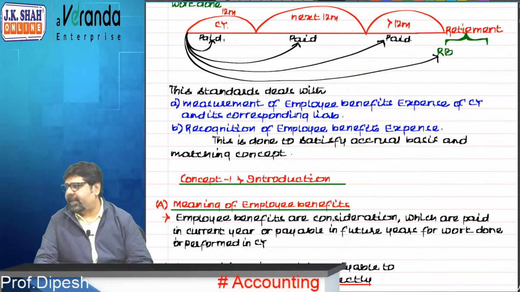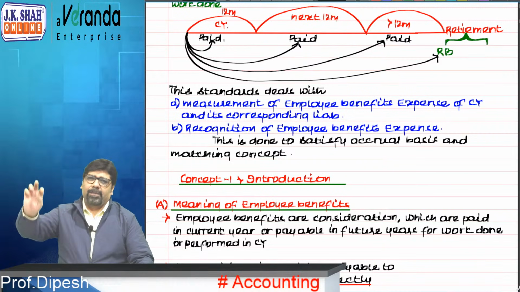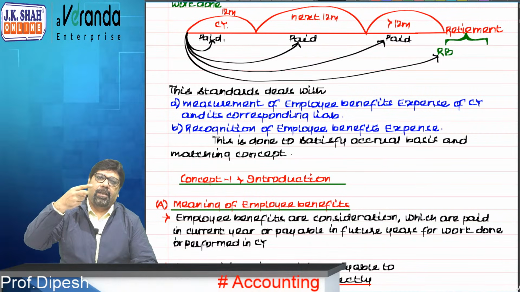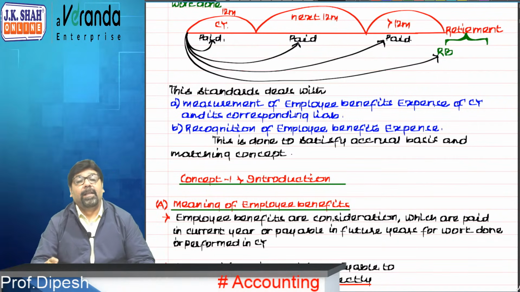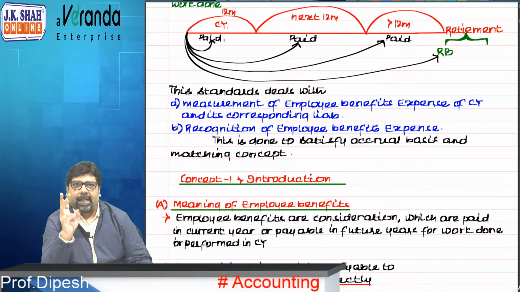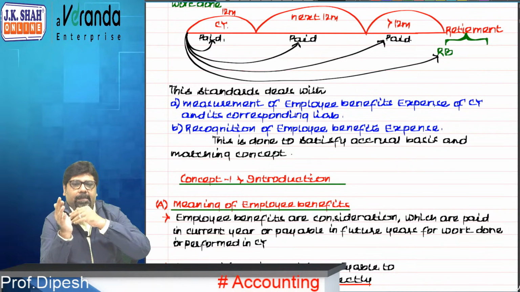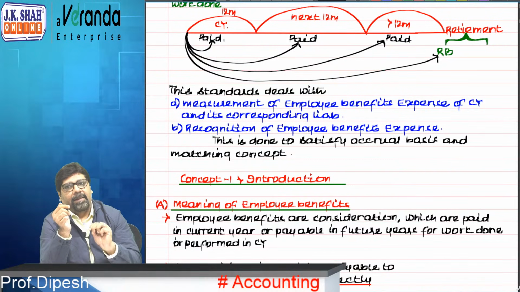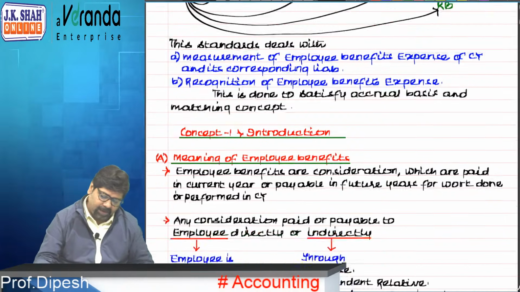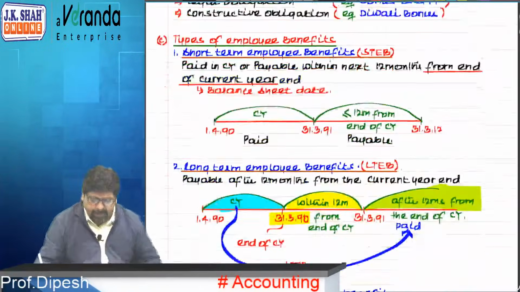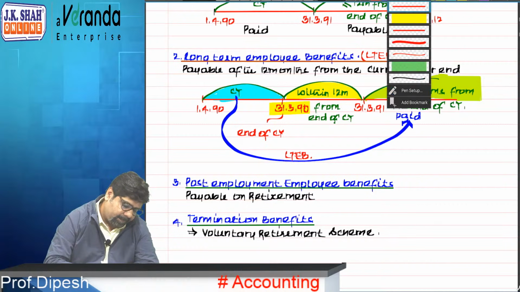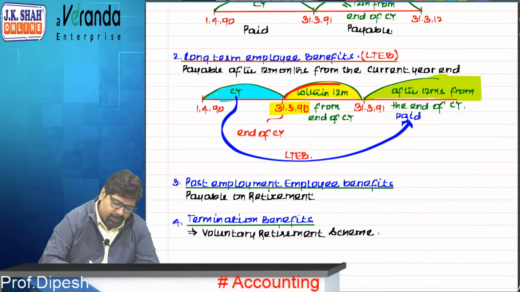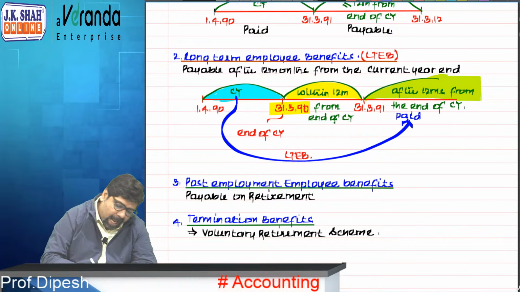These employee benefits can be categorized basically into four types: short term, long term, retirement, termination. Short term is this current year or next 12 months. Long term is thereafter, correct? Short term is current year or next 12 months, correct? After that, whatever you give, that is long term.